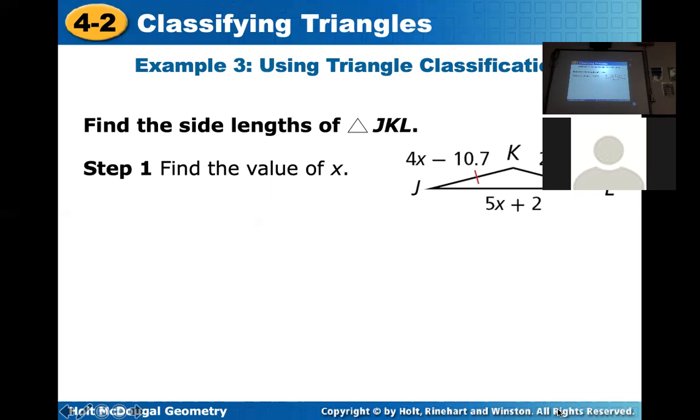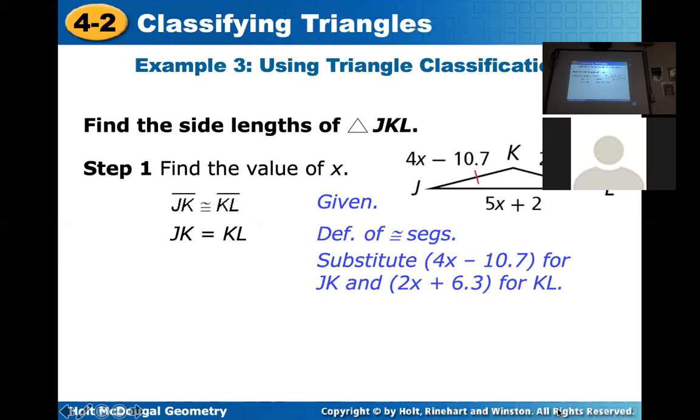Isosceles, right. So we know that 2 sides are congruent. JK and KL are congruent. If I know those are congruent, then I know that they're equal. If they're congruent, they're equal. Then we can substitute this and this in for these 2 because we got the substitution property. Then we can solve for X and get X, okay?